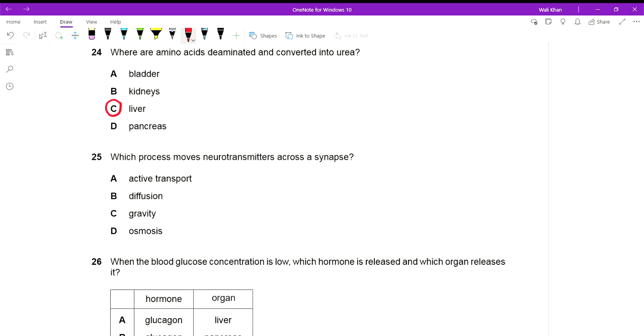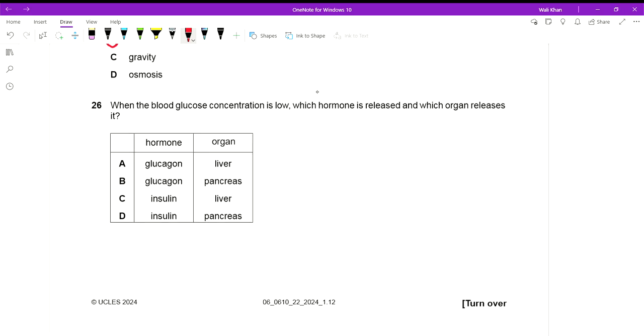Which process moves neurotransmitters across a synapse? It is diffusion. If you remember the synapse, there is a gap. This is the gap where a fluid is present. So neurotransmitter first diffuses into this fluid and then transmits to the other neuron. So it is diffusion.